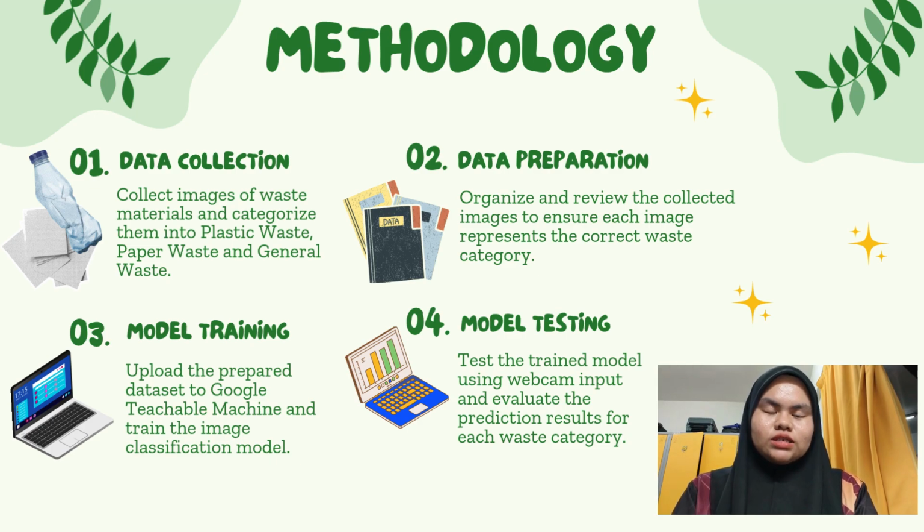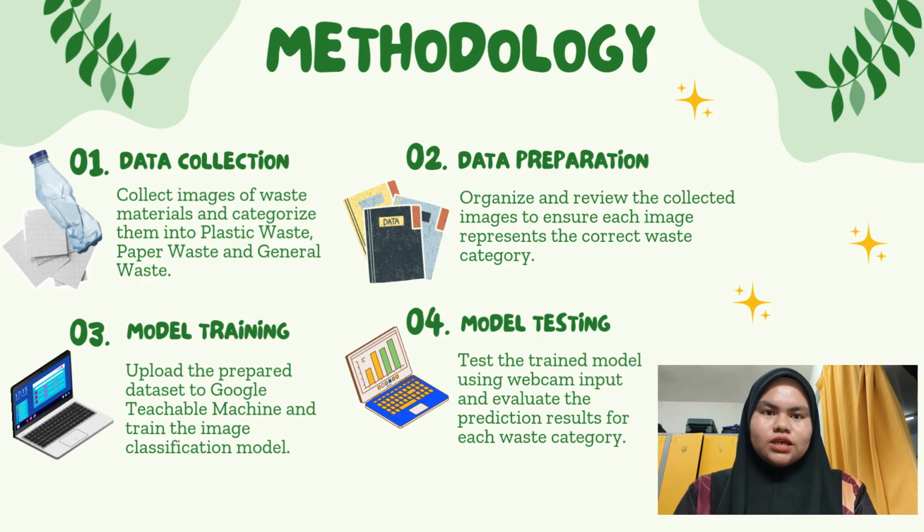The first stage is data collection. In this stage, images of waste materials were collected and categorized into three different classes, which are plastic, paper, and general waste. Various images were gathered to ensure that the dataset contained sufficient examples for the machine learning model. The quality and variety of the collected images are important because they directly affect the performance and accuracy of the classification system.